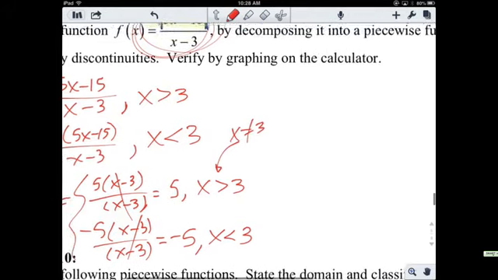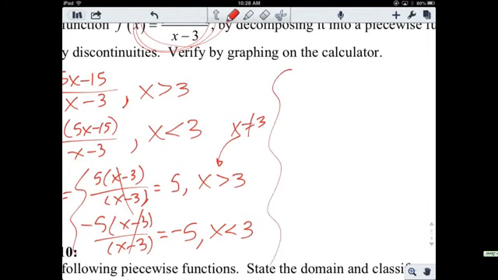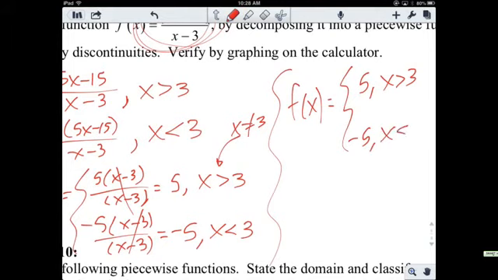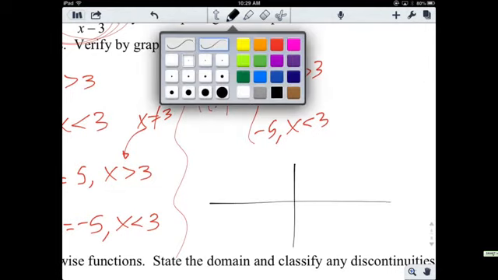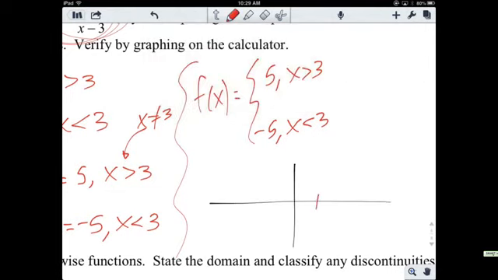But notice what we have essentially done, and I think it's worth rewriting. We now have a piecewise function. F of x is going to be 5 when x is greater than 3, and negative 5 when x is less than 3. Well, that's a pretty easy piecewise function to sketch. We've got our x and y axis here. The point of exchange is going to be at x equals 3. And let's graph it. To the right of 3, it's the y value 5.